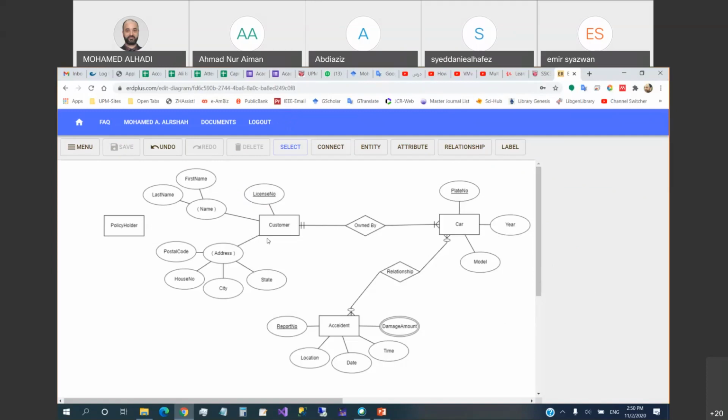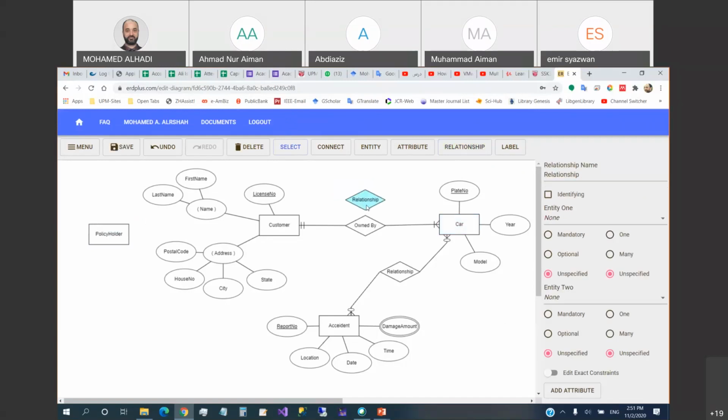We did not consider the policy holder, right? So this car is owned by a customer. Am I right? And this car should also have another relation with the customer, because the policyholder is also considered a customer, right? So in this case, the car is connected to the customer using another relationship, which is called policy holder.